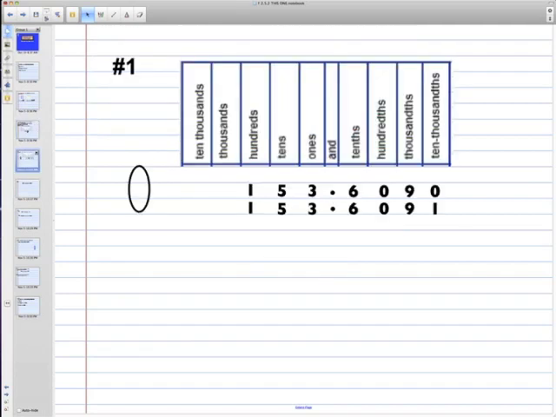Copy the problem below into your math notebook. Circle the larger number. Press play when you're ready to check your work.